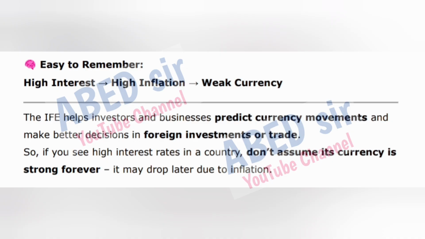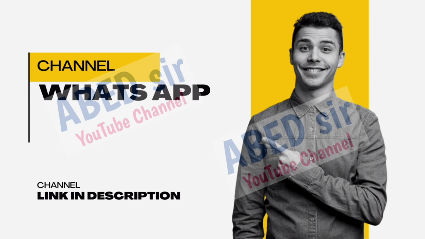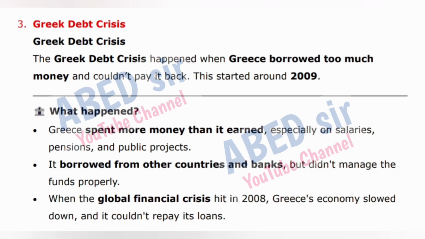The IFE helps investors and businesses predict currency movements and make better decisions in foreign investments or trade. So, if you see high interest rates in a country, don't assume its currency is strong forever, it may drop later due to inflation. Next important short question is 3. Greek debt crisis. The Greek debt crisis happened when Greece borrowed too much money and couldn't pay it back.